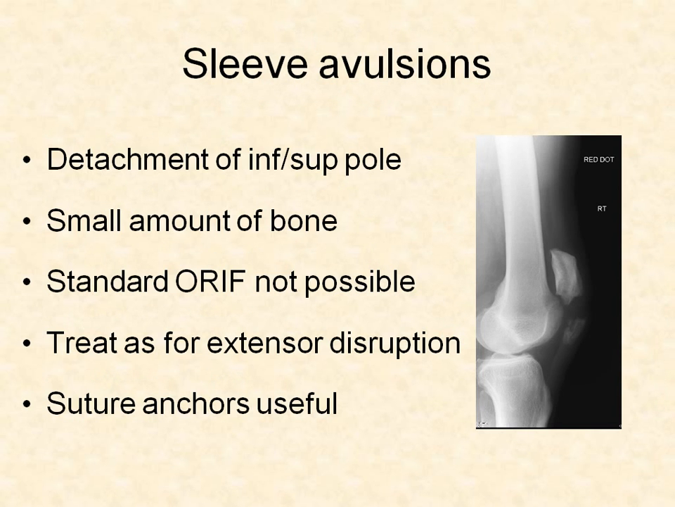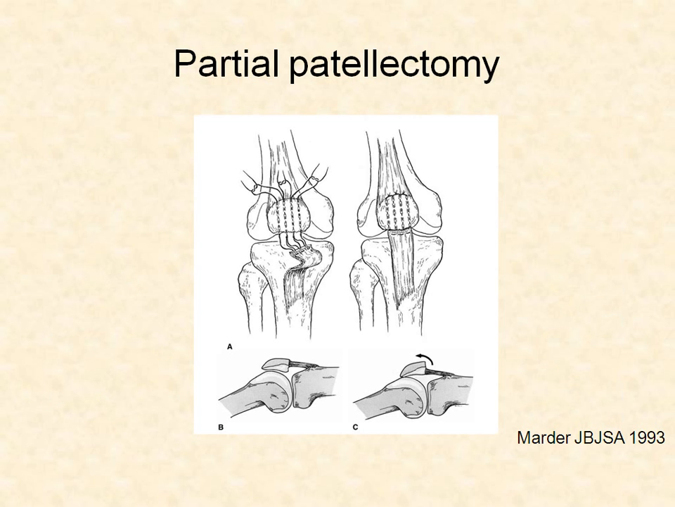Another variety are sleeve avulsions of the proximal or distal pole where there's very little intact bone, and really these are situations where standard internal fixation may not be possible, and they should be really treated as extensor mechanism disruptions, and it's usually a soft tissue repair that's required in these situations, but suture anchors may be useful.